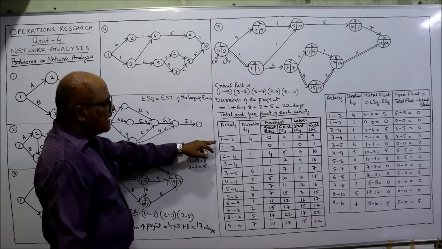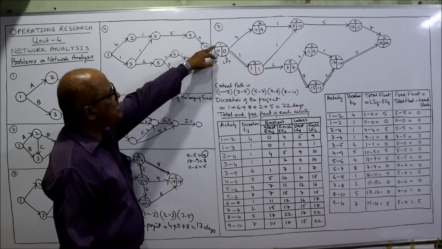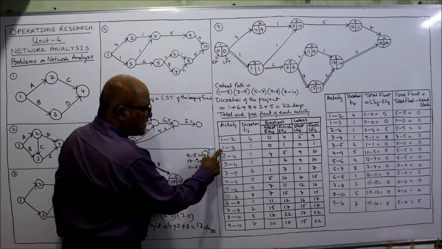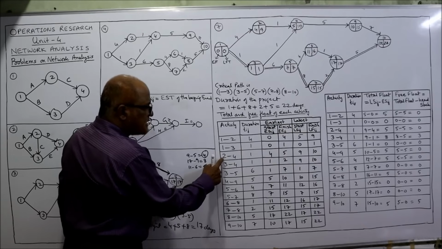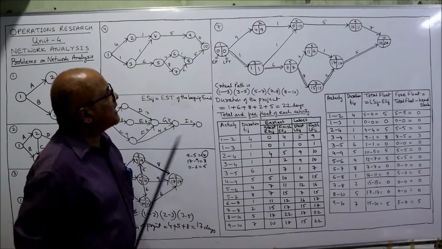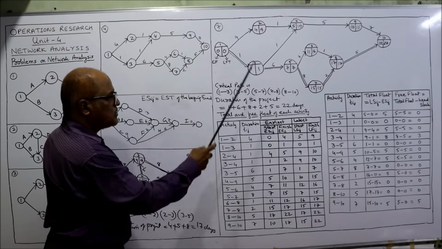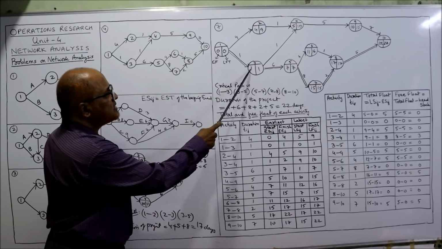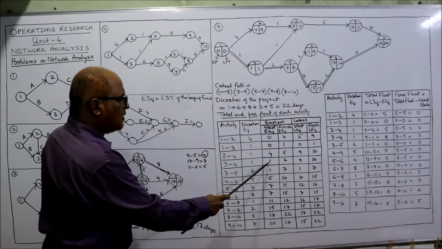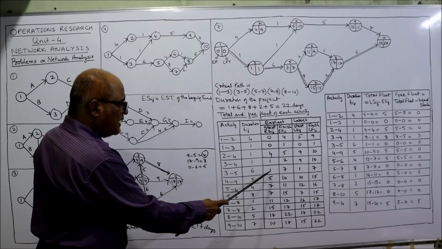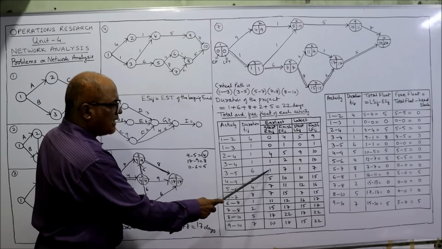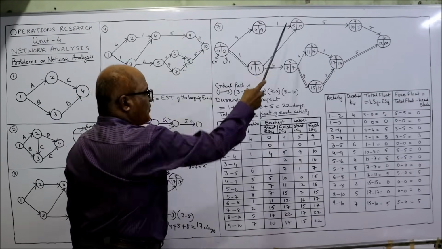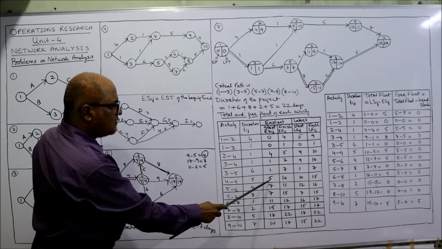Right? So what is the EST of first event? 0. So first activity EST is 0. Here also first activity EST is 0. Second event. The second event EST is 4. So I have taken 4. Third event EST value is 1. Here I have taken 1. Fourth event, the EST value is 5.